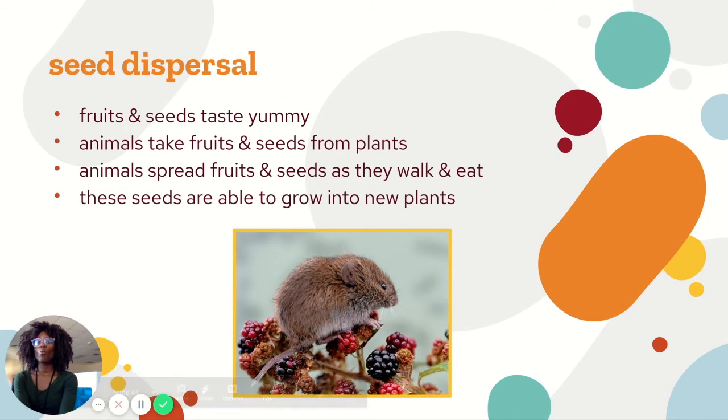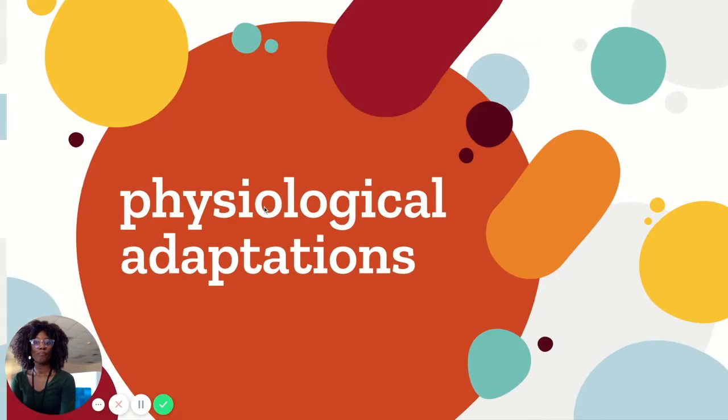Seed dispersal. So plants want to grow as much as possible. They want to grow everywhere that they can. So they've developed these things called fruits and seeds. Fruits and seeds taste good. They taste yummy, right? So animals are going to go up to the plant, take the fruits and seeds, and then as the animal is running around, it's going to drop seeds in different places. As it drops those seeds everywhere, suddenly those seeds are planted, and then they can continue to grow into a new plant, right? So seed dispersal is something that animals and plants do together.